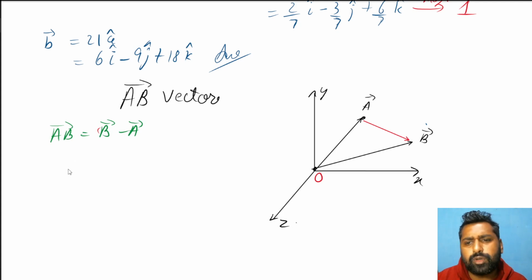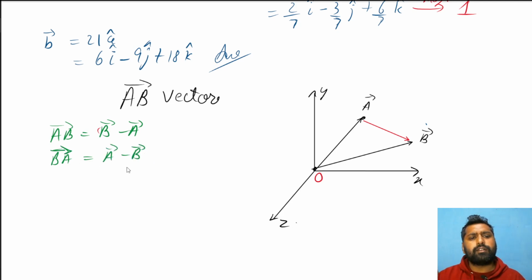Similarly, suppose you want to go in reverse, instead of AB vector you want BA vector from b to a, so that will be given by a minus b. So whenever you want to generate any vector, you subtract in reverse order. AB vector will be b minus a, and your BA vector will be a minus b.